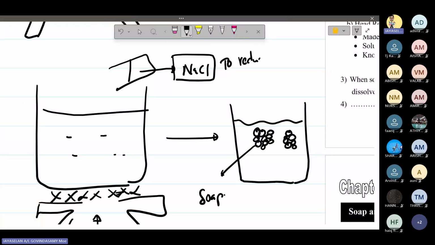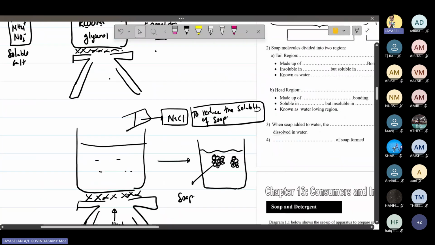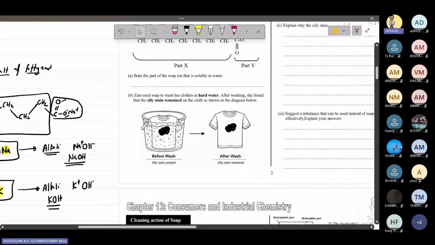If in the exam they ask what is the purpose of adding sodium chloride? To reduce the solubility of soap, so that the maximum amount of soap can be precipitated as solid. Only this answer, a very simple answer. What is the purpose of sodium hydroxide added in the soap making process? To reduce the solubility of the soap? Sir, I still don't understand. You're going very fast. Okay, so we try to check this question.